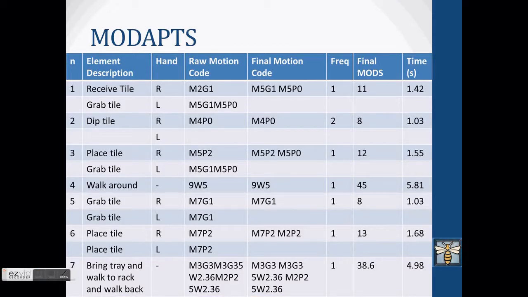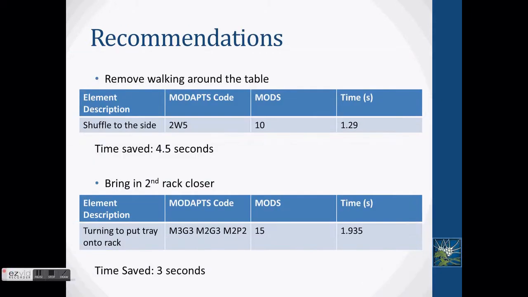Here is our MODAPS analysis. We won't go into too much detail, but as you can see, walking takes 5.81 seconds, and bringing the tray to the rack and walking back takes 4.98 seconds. These are the two longest times, and these two areas will be what we focus on for our recommendations.